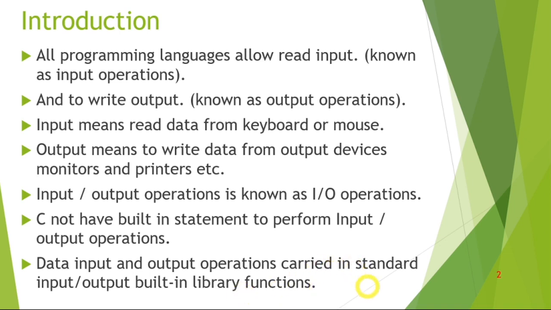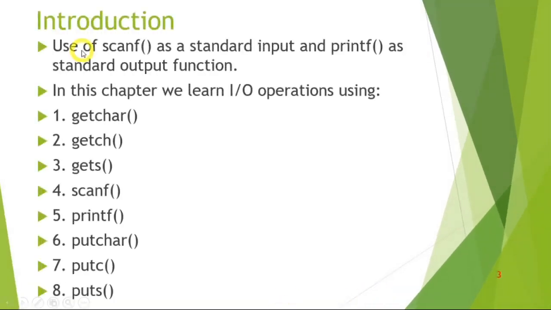So let's check again. We use scanf as the standard input function and printf as the standard output function. So in this chapter we learn IO operations using, first, getchar, second, getch, and third, gets, then scanf, printf, putchar, putc, that is also a character function but there is some difference between them. Eighth is puts. So let's start again.